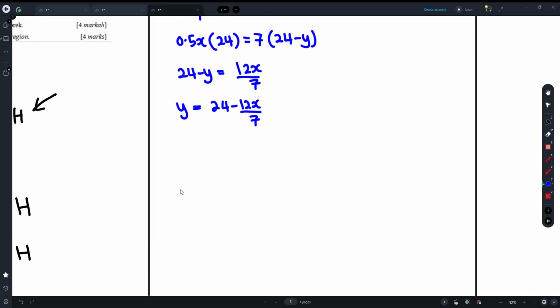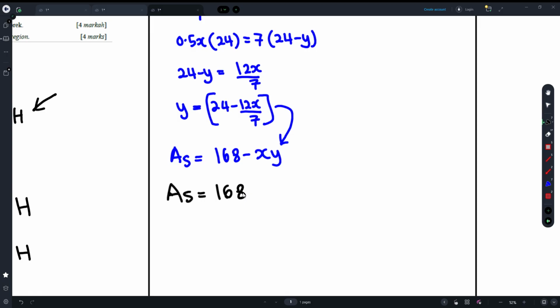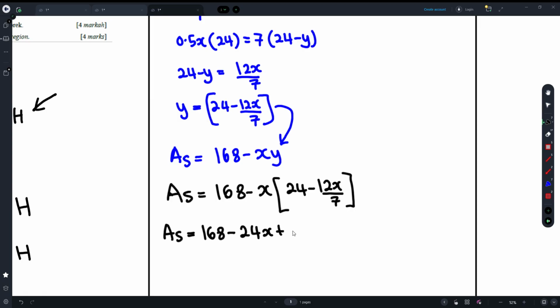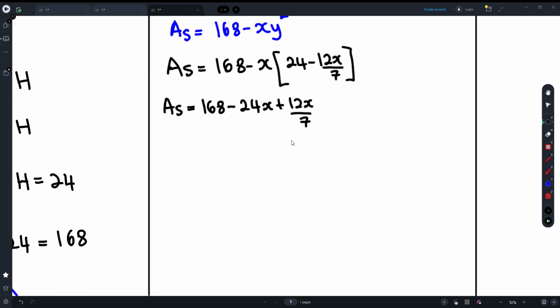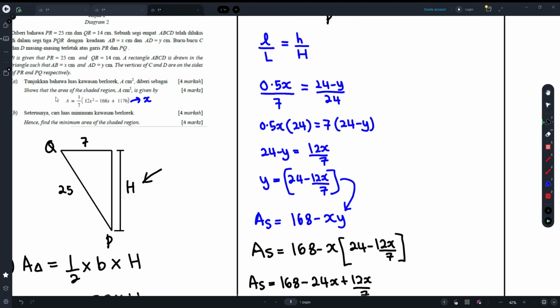So after we make y as subject, we're going to go back into our previous equation where area of the shaded region is equals to 168 minus xy, and we're going to take this entire y and substitute inside here. So what will happen here is that area of the shaded region will be 168 minus x multiply with 24 minus 12x over 7. So area of the shaded region is equals to 168 minus 24x plus 12x over 7.